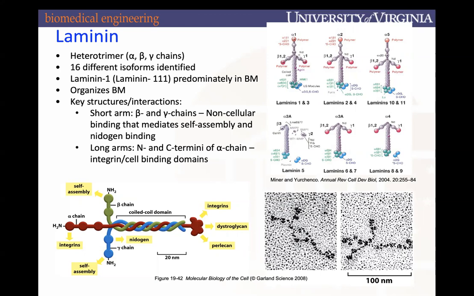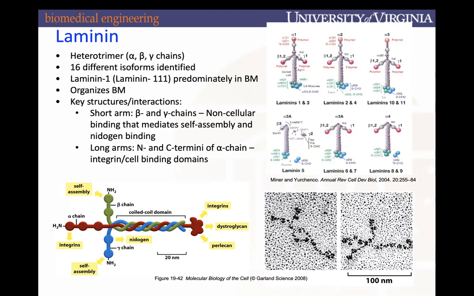There are 5 different alpha subunits, 3 different beta subunits, and 3 different kinds of gamma subunits. The different combinations of those alphas, betas, and gammas lead to about 16 different isoforms of laminin identified in nature. Laminin 1, which is also called laminin 111, which means it has the alpha 1 chain, the beta 1 chain, and the gamma 1 chain, is the most predominant isoform of laminin in our basement membranes. Laminin is key because it helps to organize our basement membrane, and we'll talk soon about collagen's key role.